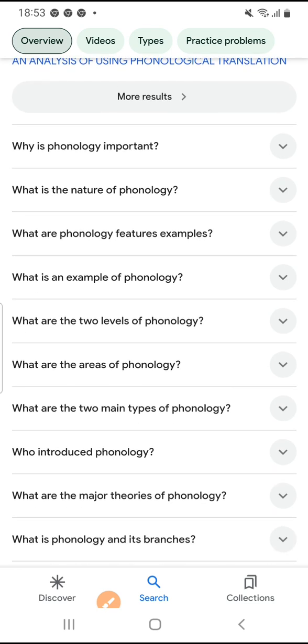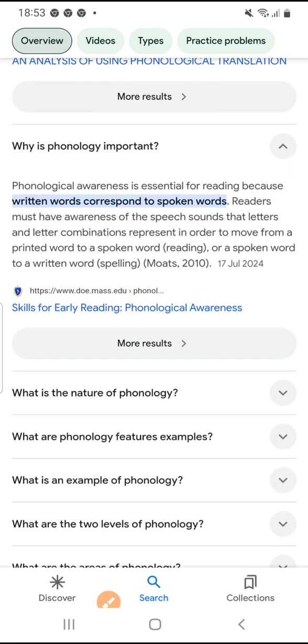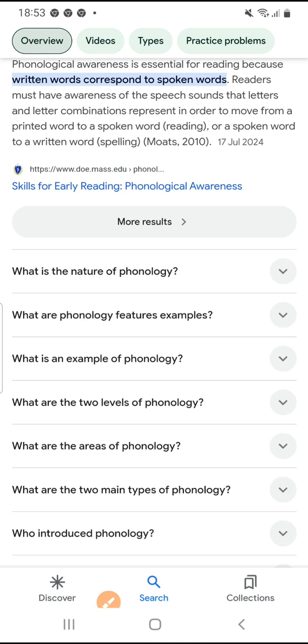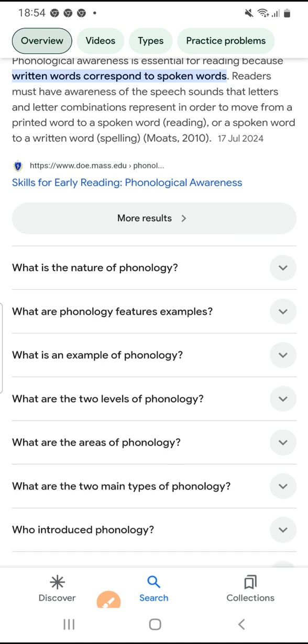Now phonology is very important because phonological awareness is essential for reading, because written words correspond to spoken words. Readers must have awareness of the speech sounds that letters and letter combinations represent in order to move from a printed word to a spoken word. So what is written will be read, and a spoken word to a written word is spelling, right?